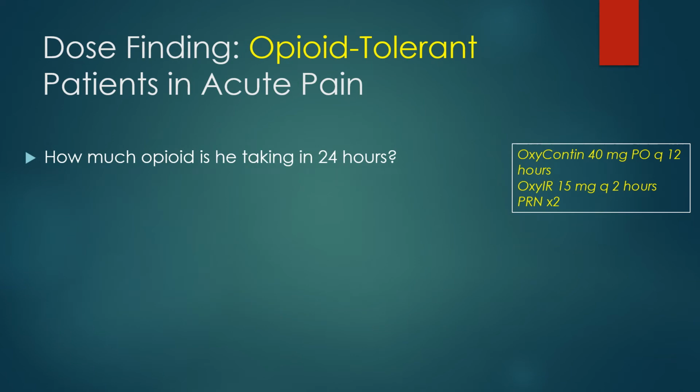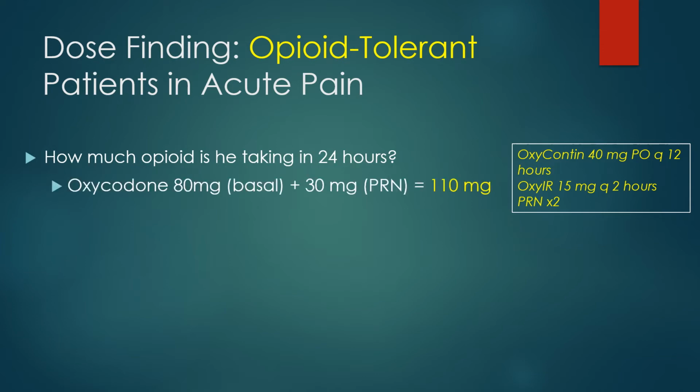This is dose finding in an opioid tolerant patient in acute pain. How much opioid was our patient taking in the last 24 hours? He was taking OxyContin 40 milligrams PO Q12 hours as well as OxyIR 15 milligrams Q2 hours PRN, about 2 doses on average.